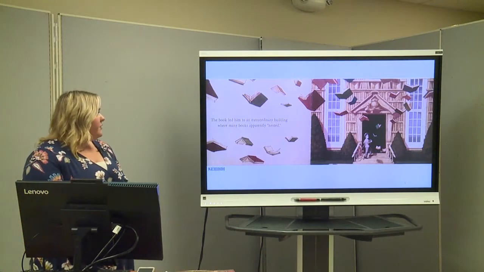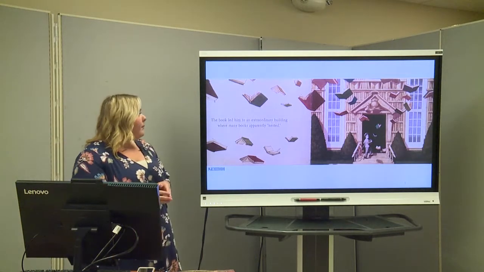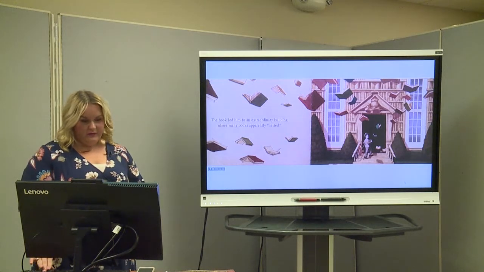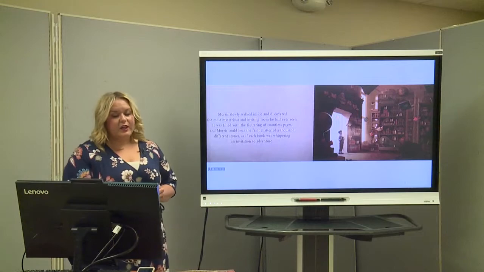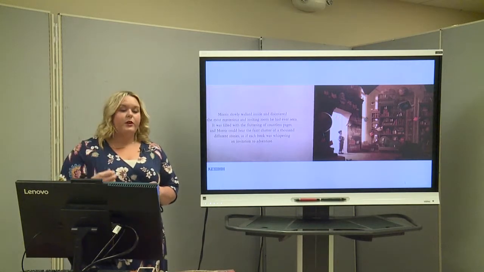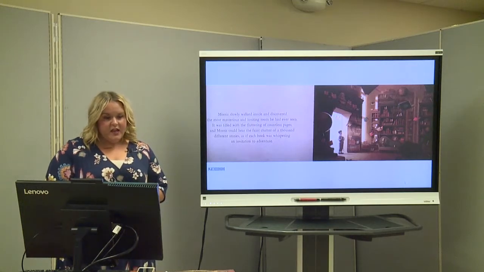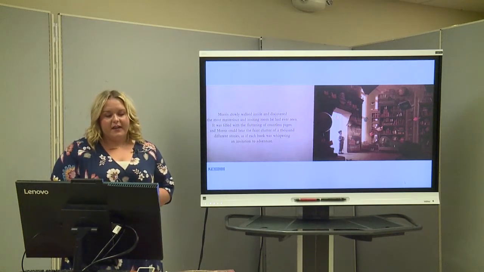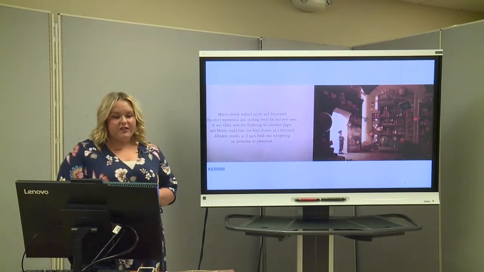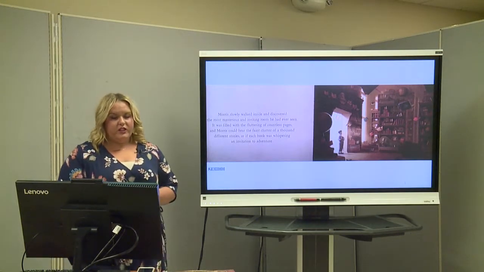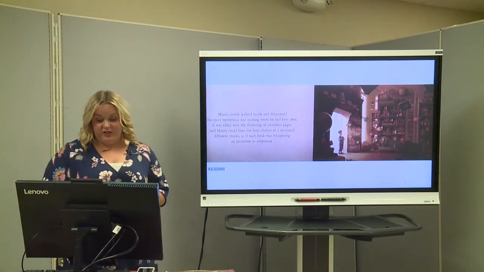The book led him to an extraordinary building where many books apparently nested. Morris slowly walked inside and discovered the most mysterious and inviting room he had ever seen. It was filled with the fluttering of countless pages, and Morris could hear the faint chatter of 1,000 different stories, as if each book was whispering an invitation to adventure.